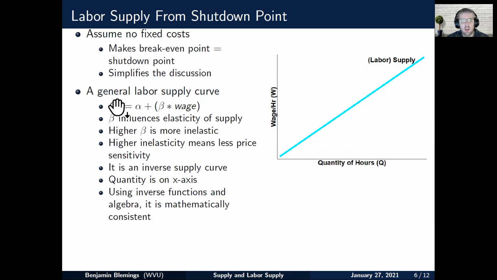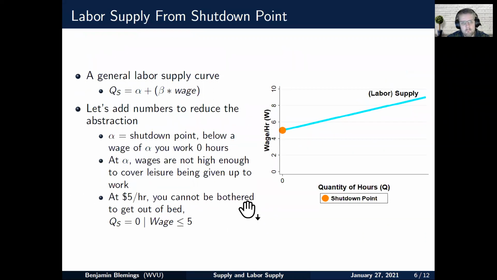A basic equation is: quantity supplied equals some constant alpha, where you work 0 hours for that wage or below it, plus beta times the wage, where beta is the slope. Beta influences the elasticity of supply, with higher betas indicating a more inelastic supply curve, meaning you're less price sensitive. I'm going to get into that later and discuss it a little bit more.